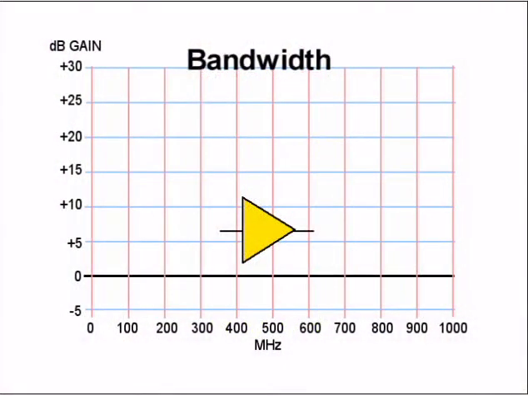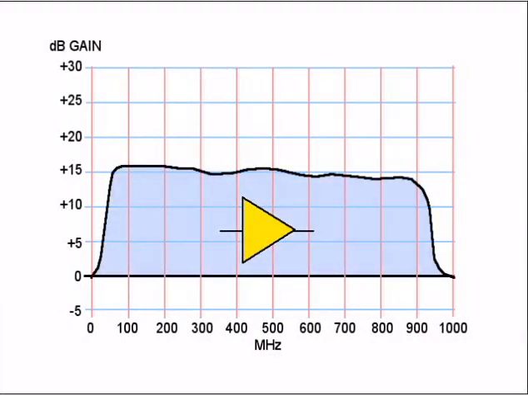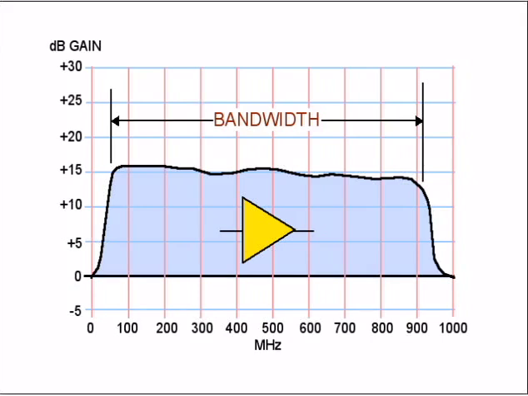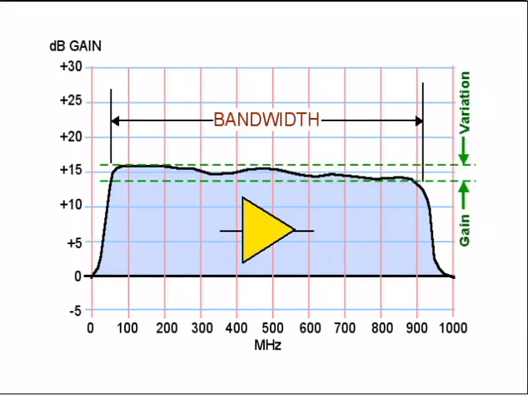Bandwidth defines the frequency range over which the amplifier will deliver its specified gain. For television RF amplifiers, this is usually 50 to 450 or 50 to 900 MHz. A real measure of the quality of an amplifier is how well it maintains its gain over its bandwidth. It should be within a few dB.